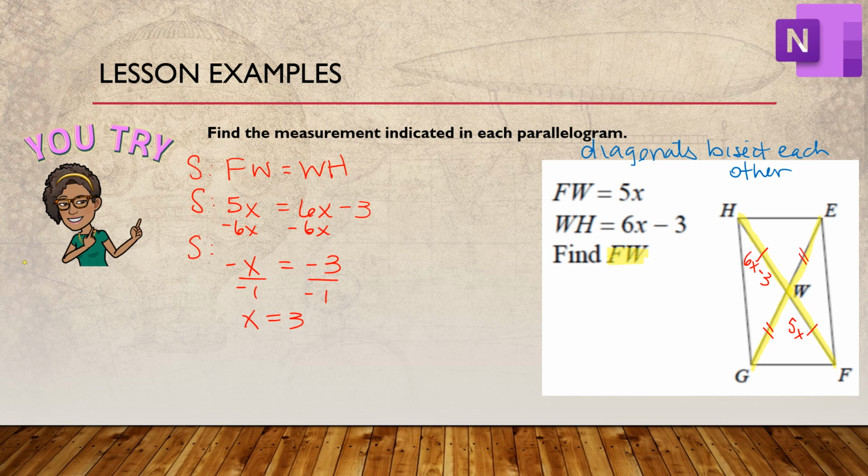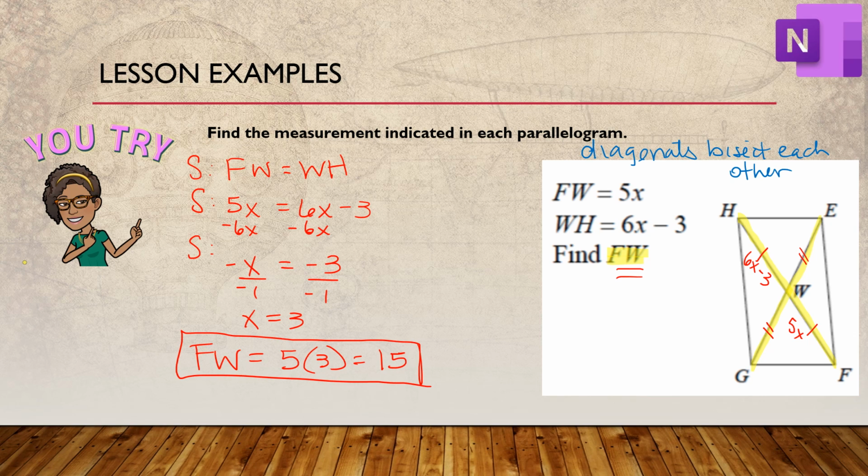But remember, we're trying to find FW. So FW, remember, was 5x. We just plug in that 3 and we get 15. But to be sure that we are correct, we can just simply plug in that x that we got into WH. So we get 6 times 3, which is 18, minus 3, which we know is 15 also. So that's how we know for sure that our answer is correct.